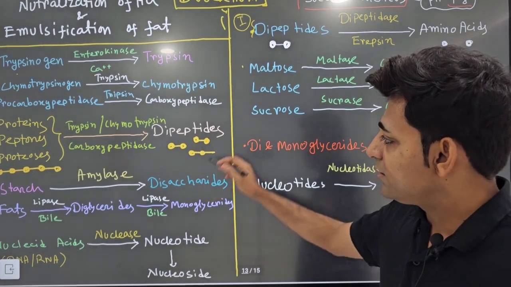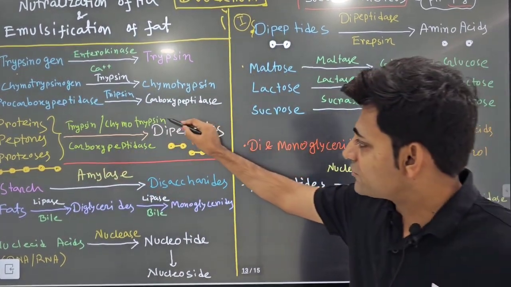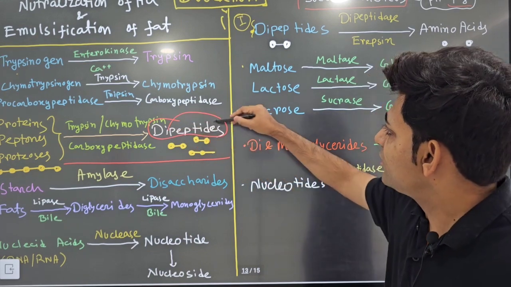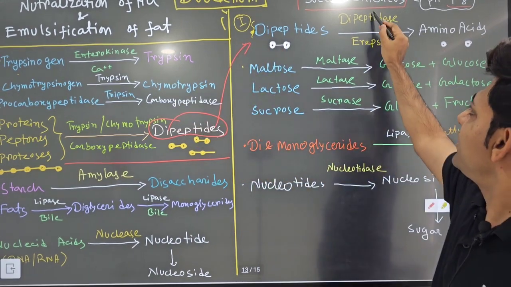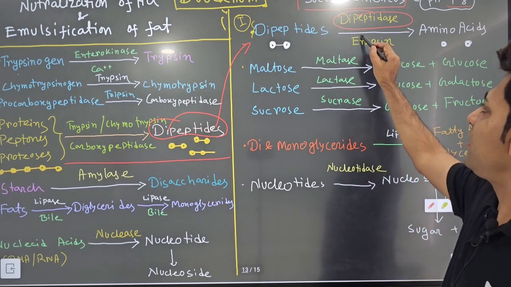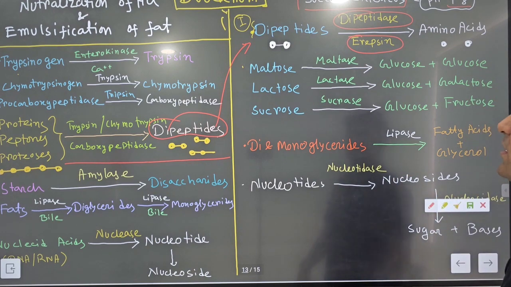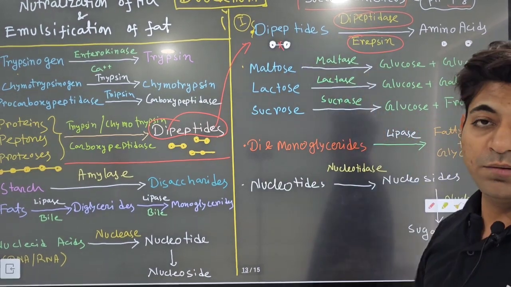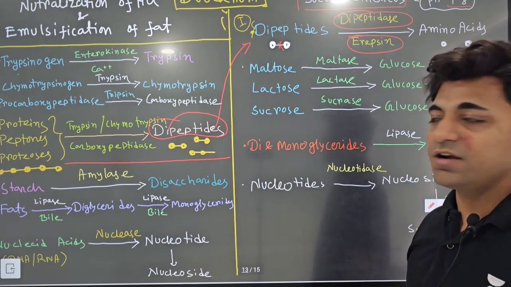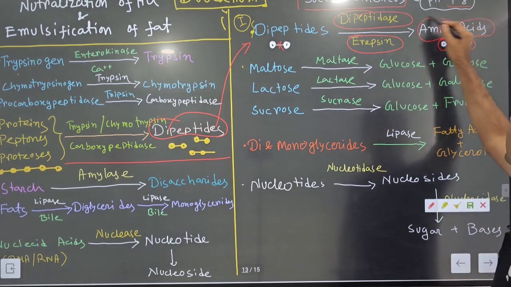Now, from the digestion of protein the end products were dipeptides. Here the dipeptides will be broken by the dipeptidase enzyme present in succus entericus. It will cleave the peptide bond between two amino acids, and we will get two amino acids. Now amino acids are free.